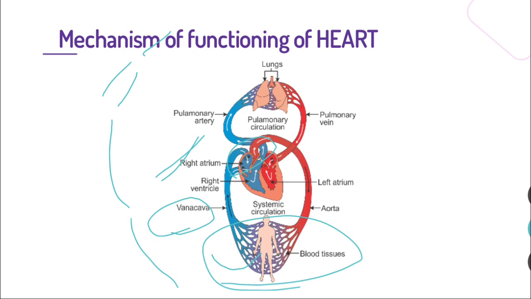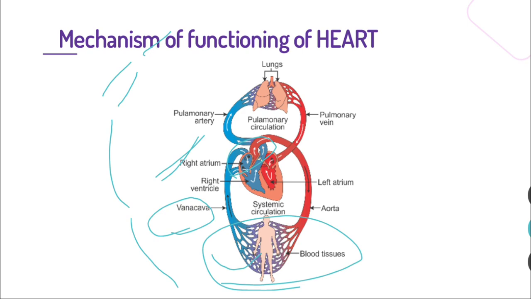Now when do they pour this? When the right atrium is in its relaxed state. When the right atrium is in the relaxed state, most of the blood is collected into the right atrium. Similarly, when the right atrium is in the relaxed state, the right ventricle is also in the relaxed state.